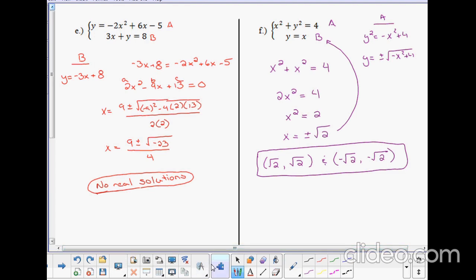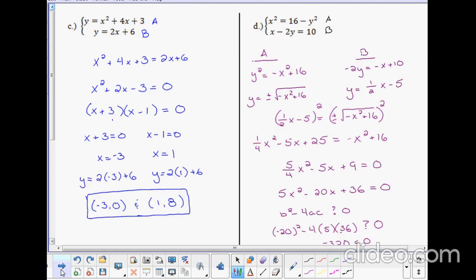And this looks like a good place to stop. So here we have worked through some algebraic and graphic solutions for solving nonlinear systems of equations. In the next video, we'll take a look at a couple more examples, and then we will get into applications.